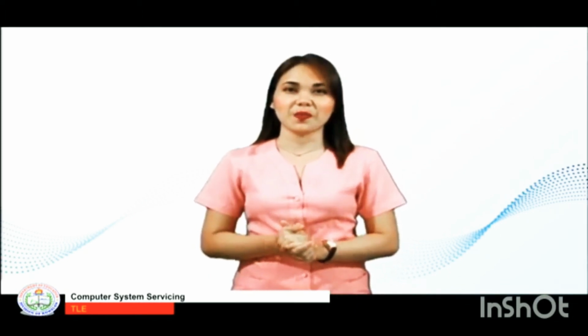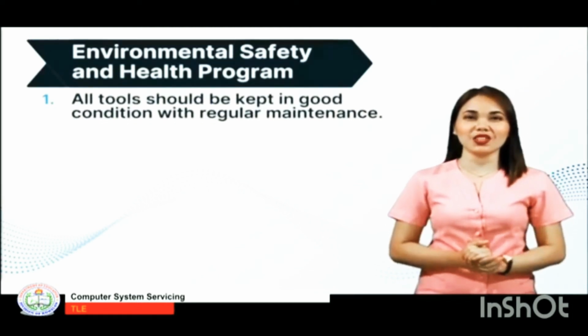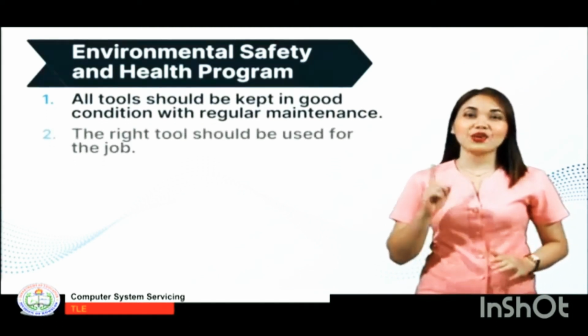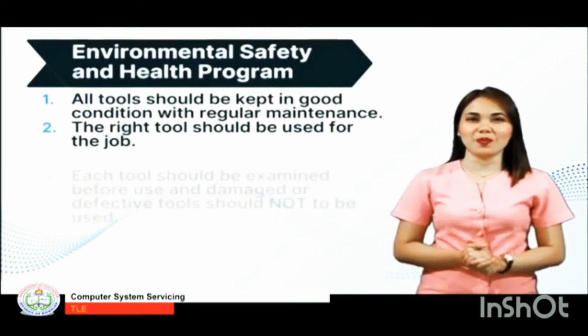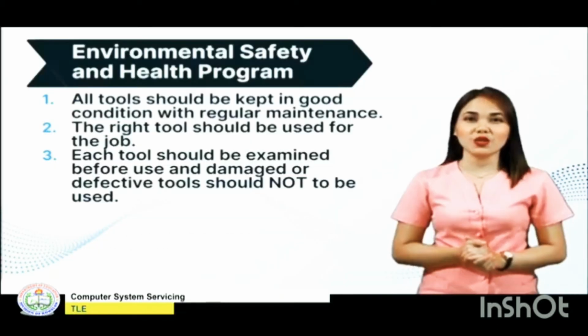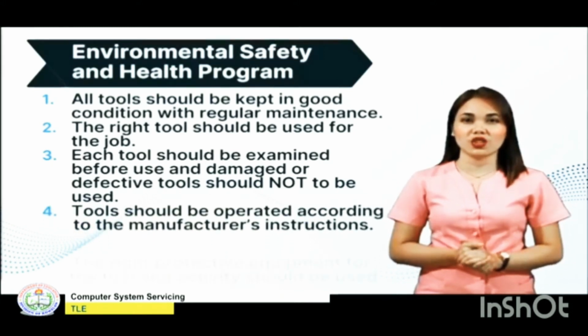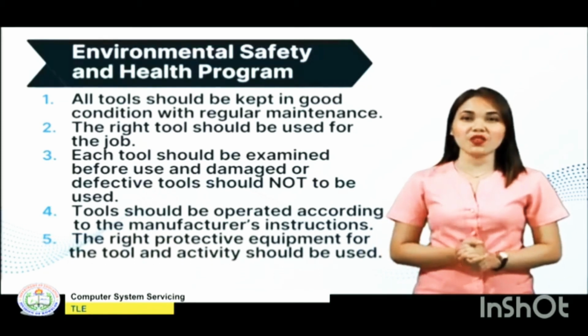Before you use a certain tool for a specific task, you need to know the following environmental safety and health programs. All tools should be kept in good condition with regular maintenance. The right tool should be used for the job. Each tool should be examined before use, and if it is damaged or defective, it should not be used. Tools should be operated according to the manufacturer's instructions. The right protective equipment for the tool and activity should be used.